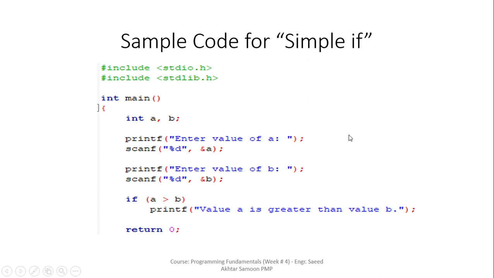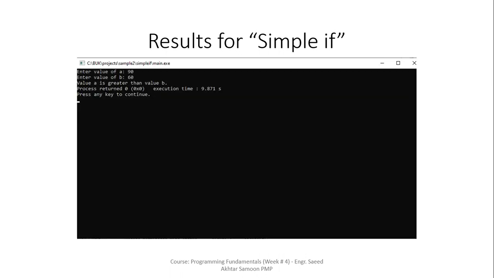There is no else. There is no else if. There are no multiple paths. There is only one path which says if a is greater than b, then print this. This program does not specify what if the value of a is equal to b, or what if the value of a is less than b. This simple program only takes care of the condition when a is greater than b. Now we'll see the result of this code when it runs on the computer.